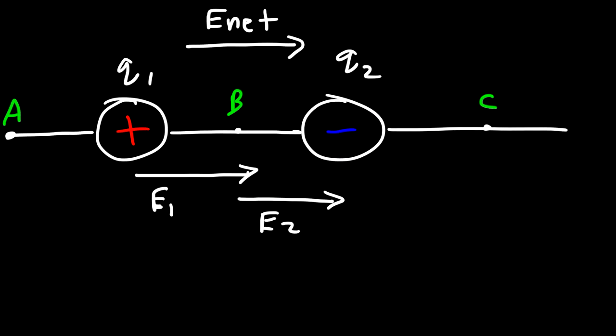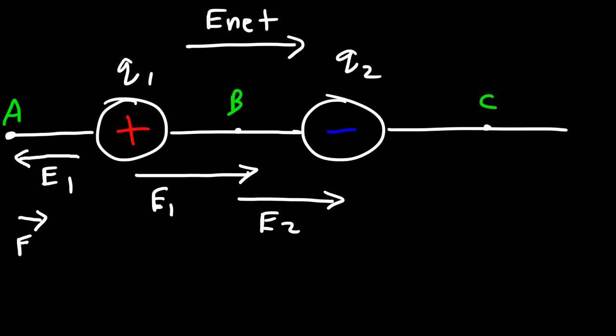Now let's focus on point A. The electric field at point A created by Q1 will be in this direction. So this is going to be E1. So you need to draw it from the positive charge to the point. So remember, the electric field created by any positive charge always emanates away from the positive charge. Now the electric field created by Q2 at point A, because it's a negative charge, we need to draw it from the point pointing towards the negative charge.